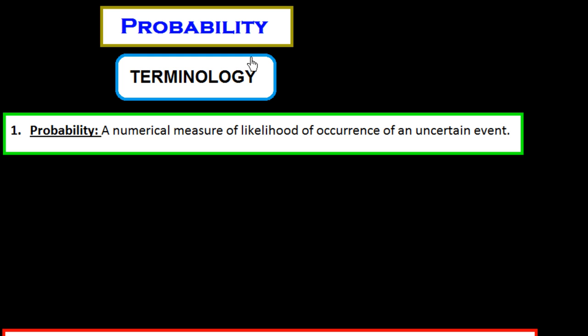Hi friends, in this session of probability we study the terminology we use in probability. First of all, I explain what probability is: a numerical measure of the likelihood of occurrence of an uncertain event is called the probability. So, a numerical measure; how do we measure it? I have explained this in our earlier lectures.